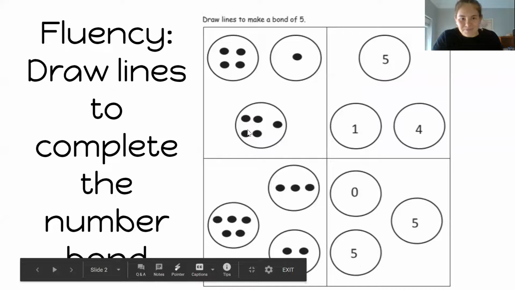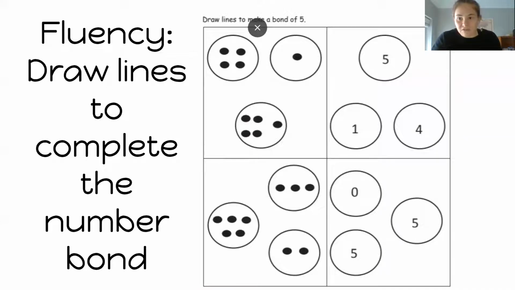Let's get started. Okay, so we are going to do a fluency practice first to practice using our number bonds. In each of these 4 squares, we have 3 circles with dots or numbers in them. We are going to make a number bond by drawing 2 lines to connect the circles.